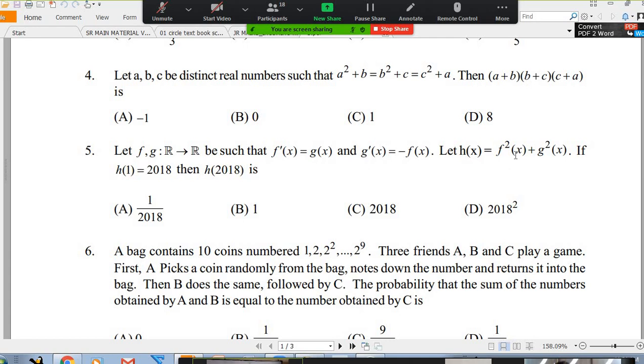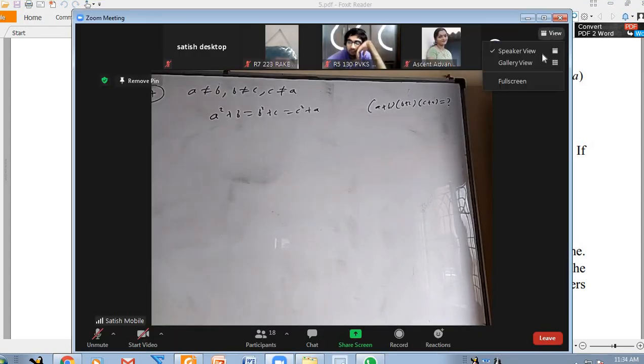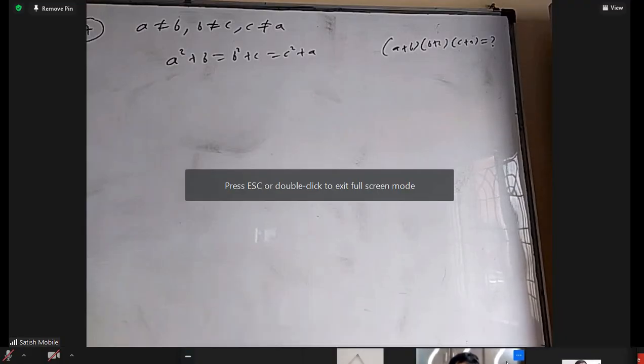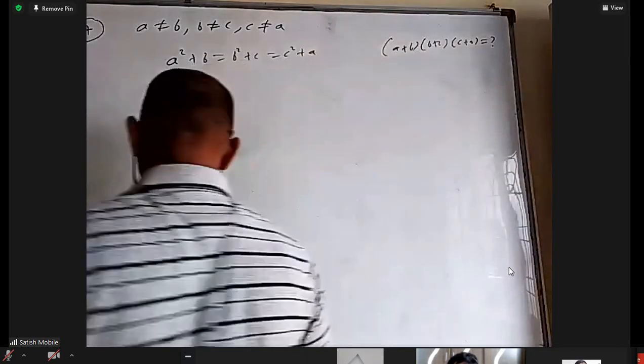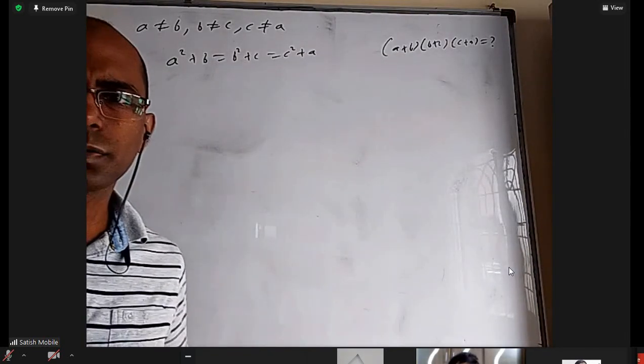Okay. So, fourth question, they said clearly A not equal to B, B not equal to C, C not equal to A. A, B, C are distinct. And they gave A square plus B equal to B square plus C equal to C square plus A. And they want us to find what is (A plus B) into (B plus C) into (C plus A). This question, when I finish it, it looks easy. But when I try in the beginning, it looks tricky, what to do and all that. All right.